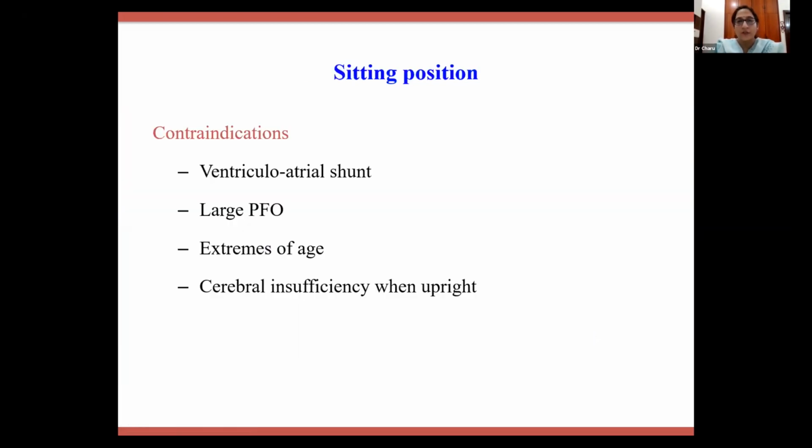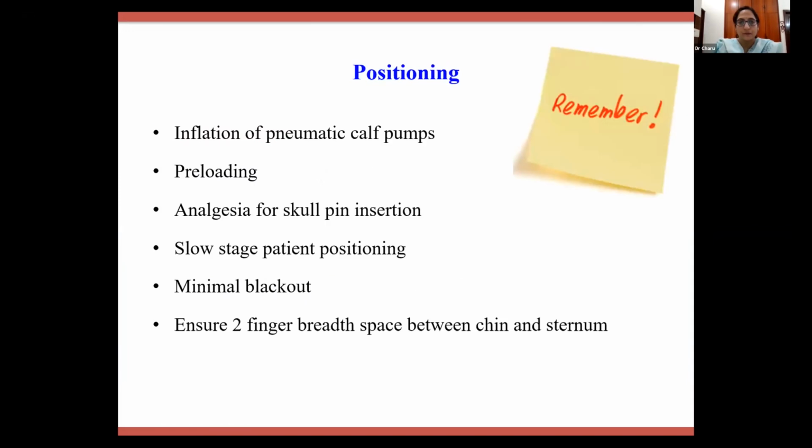So the contraindications to sitting position are the presence of a ventricular-atrial shunt and cerebral insufficiency when upright. Large patent foramen ovale and extremes of age are also contraindications.